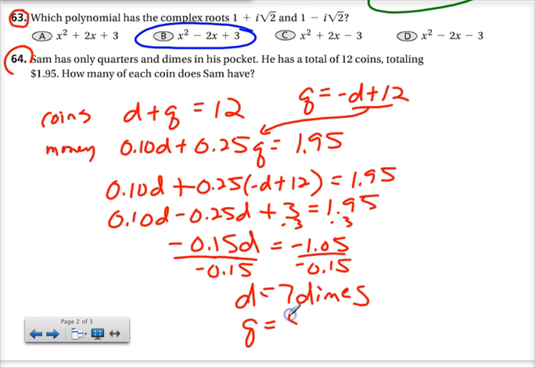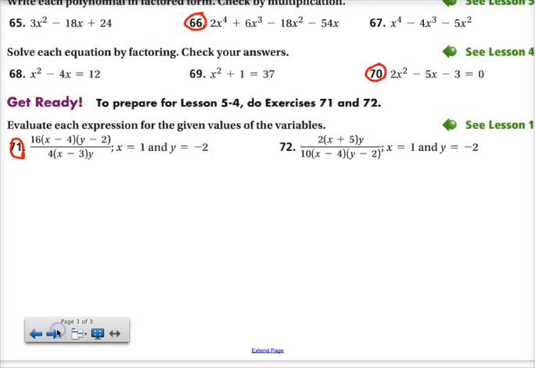And since there were 12 total, that means we'll have 5 quarters. So a little bit of work there, but that, again, is a great ACT, SAT type of question. The final exam in this class would probably have something like that on it.